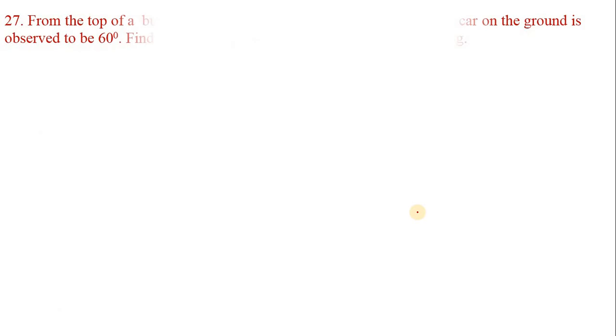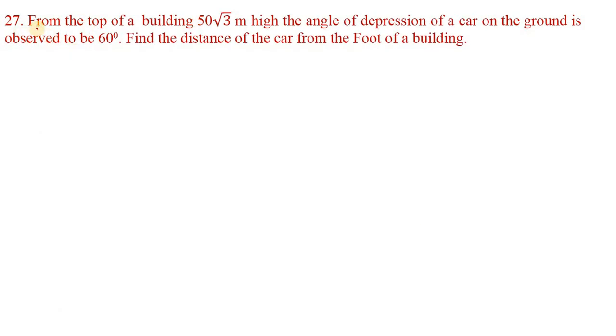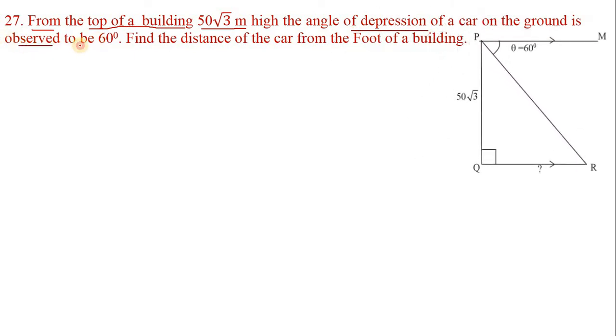Next, let us move on to another problem. This problem is from applications of trigonometry. From the top of a building 50√3 meter high, the angle of depression of a car on the ground is observed to be 60 degrees. Find the distance of the car from the foot of the building. This is the given figure, children.